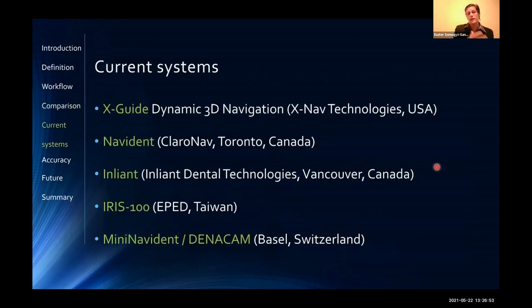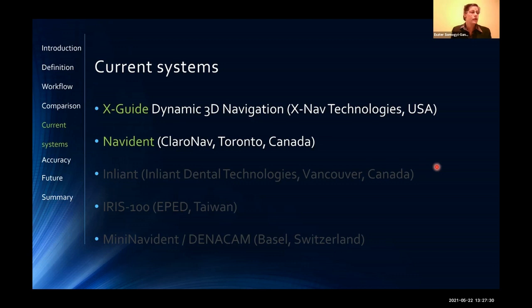So the systems that are available, X-Guide and Novident, I would say, are the most well-known, and Novident actually was developed here in Toronto, Canada. There is another Canadian version, which is called Enliant. It comes from Vancouver. There's another system from Taiwan called EPED. And I have seen a system called Mini Novident from Switzerland, which is kind of an interesting design. It's a mini camera on the handpiece. But the most widely used ones are X-Guide, Novident, and probably in Asia, the EPED system.